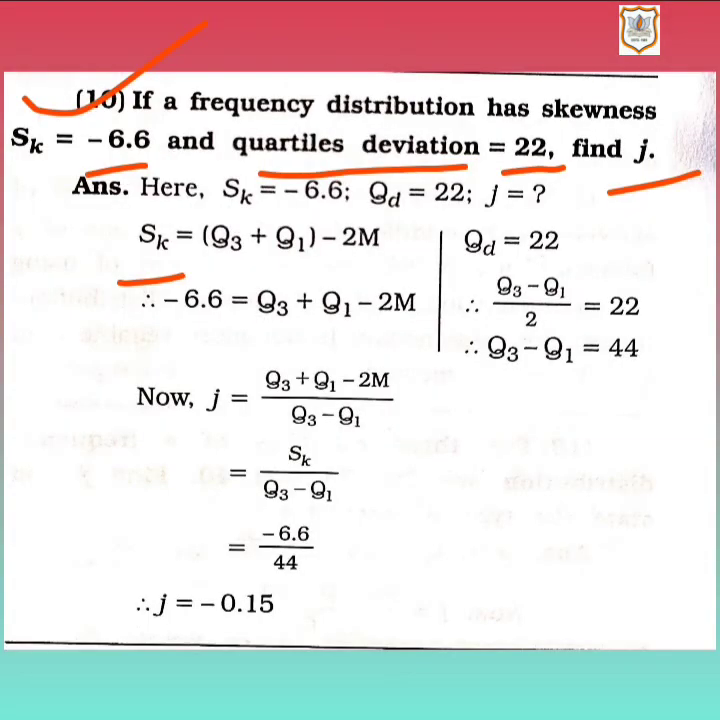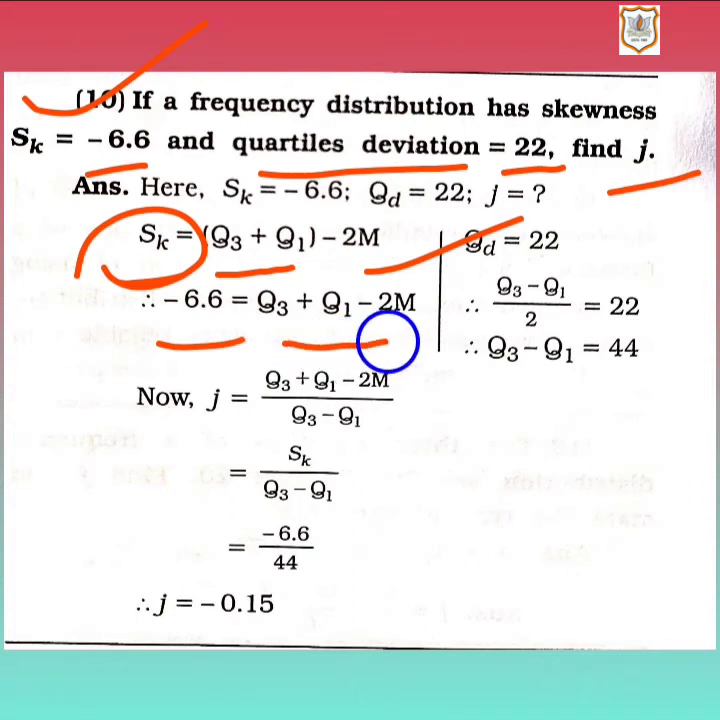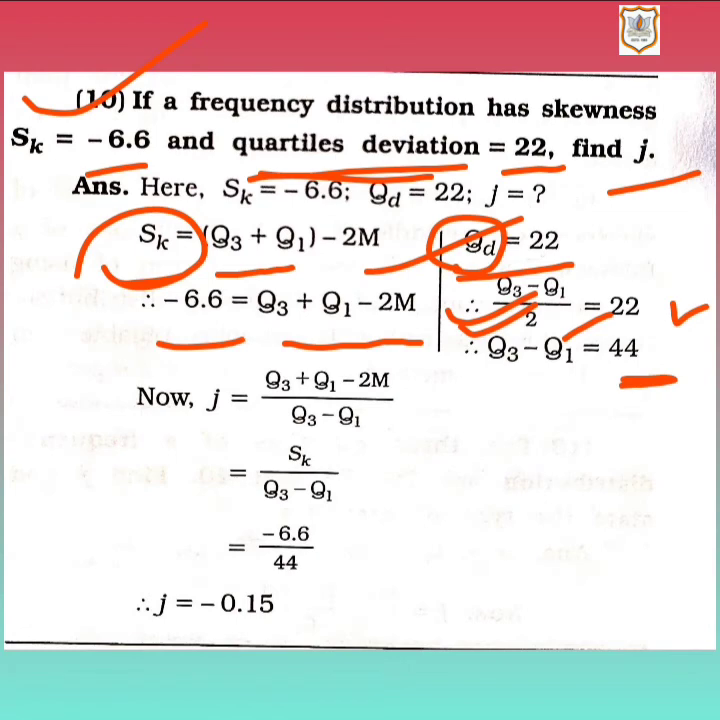The formula of skewness is Q3 plus Q1 minus 2m. So here I can write in place of skewness, minus 6.6 equals Q3 plus Q1 minus 2m as it is. And quartile deviation, that means QD, is given as 22. So the formula for QD is Q3 minus Q1 upon 2 equals 22. So 2 will be cross multiplied, so 22 into 2 gives you 44. Therefore Q3 minus Q1 is 44.